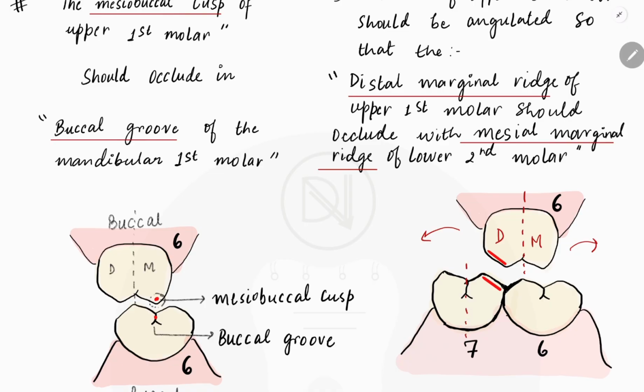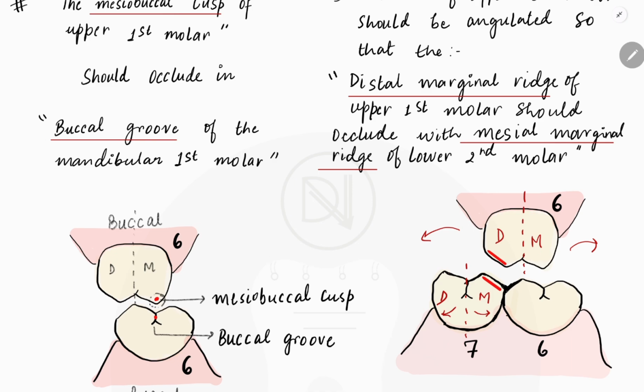Here you can see, if we make a midline from here, the one which is towards the midline is the mesial side, and the one which is away from the midline is the distal side. So for the lower second molar, we have to consider our mesial marginal ridge. So this is going to be the mesial marginal ridge, and for the upper, this is going to be the distal marginal ridge.